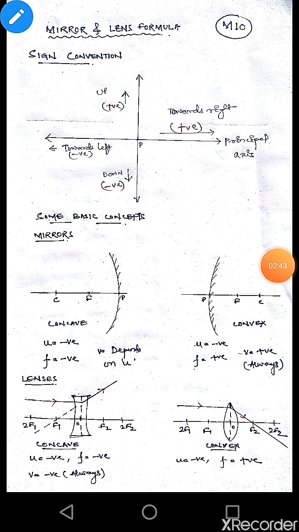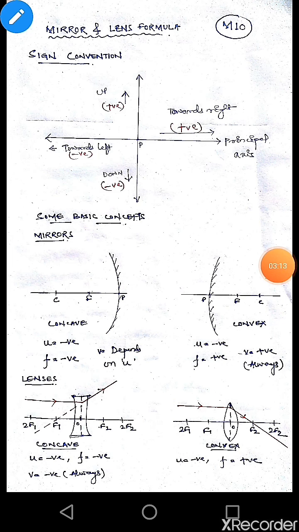Now let us see some basic concepts related to mirror and lens. So as you know, whenever we keep an object in front of the mirror, let's say it may be a concave or a convex mirror. Now if I put an object over this place or an object over this place, in both the cases the object is on the left hand side of the pole, and that is why in both the cases the object distance is negative.